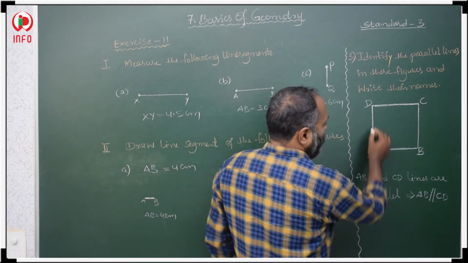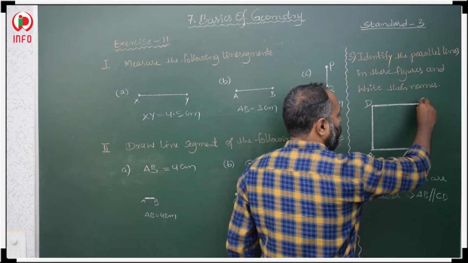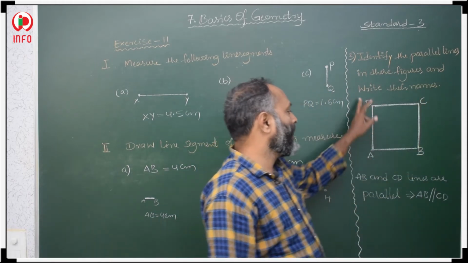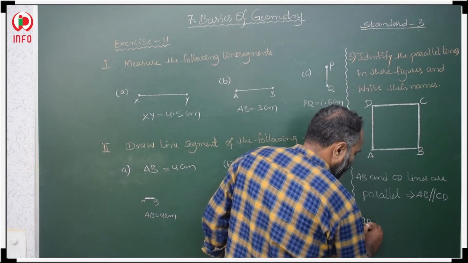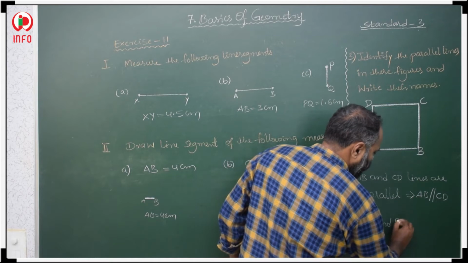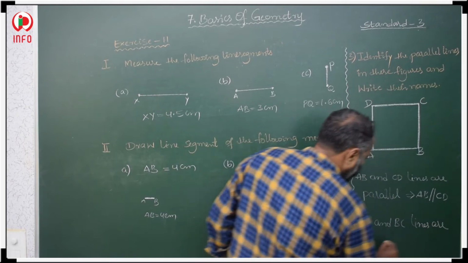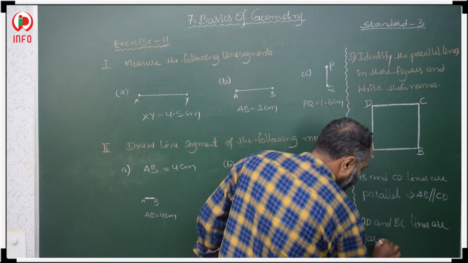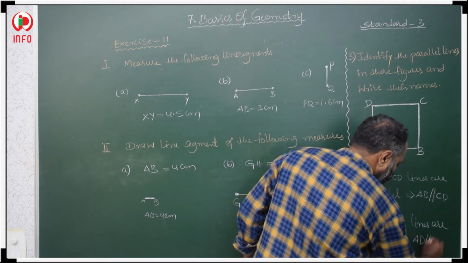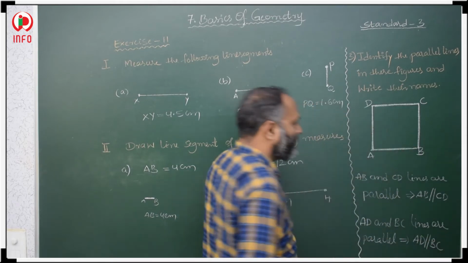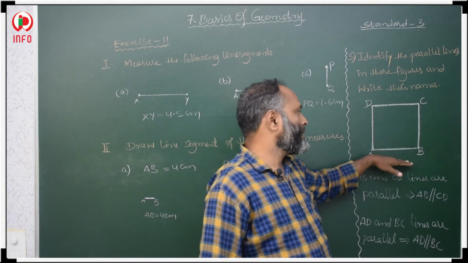Next, AD is parallel to BC. The distance between these two lines is the same. AD and BC are parallel lines. AD is parallel to BC. These two are parallel.